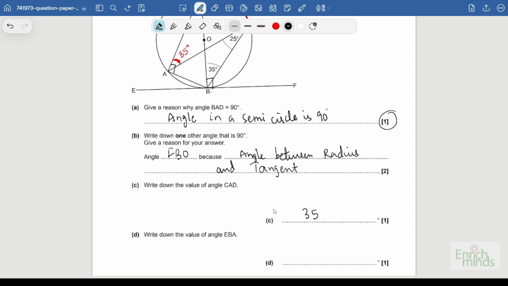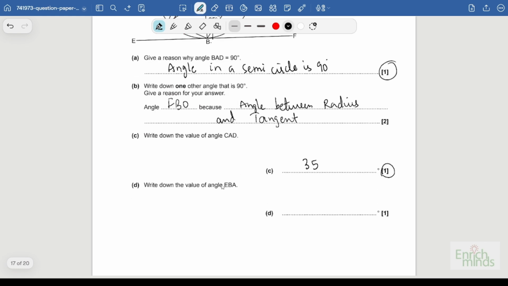Well, it doesn't want you to write the reason. Again, it's for 1 mark. So you just need to mention the size of the angle. But we know it's from the same segment here.